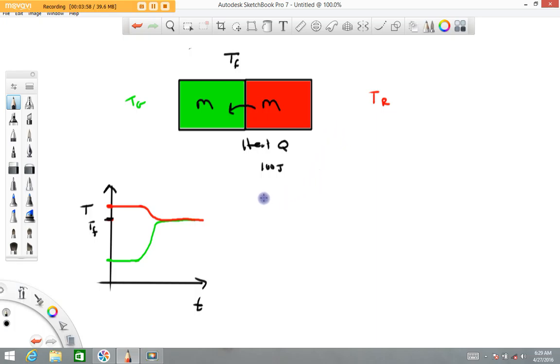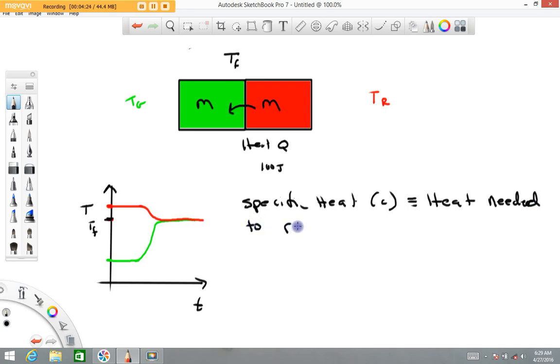So I'm going to go ahead and define it. Specific heat. Most books represent specific heat with the letter C. Oops, I can write that a little better. And here's how it's defined. It's the heat required, or I'm just going to say heat needed, to raise 1 kilogram by 1 degree centigrade.